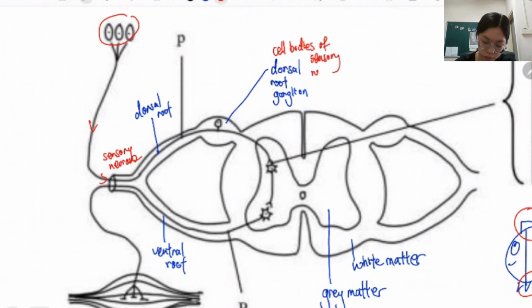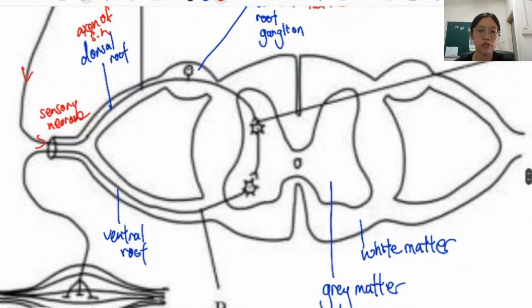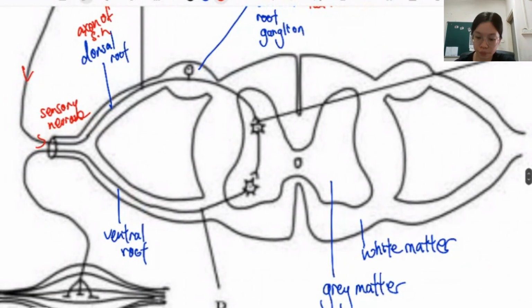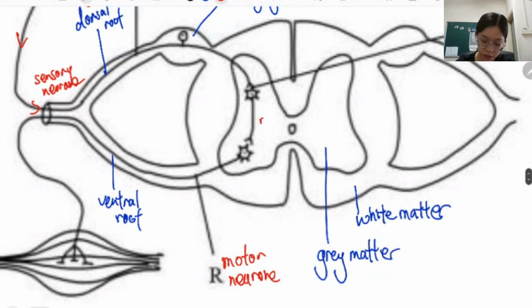Sensory neuron. What about the axon? The axon is actually at the dorsal root of the sensory neuron, SN. And what about the relay neuron and motor neuron? So R is the motor neuron and this one is the relay neuron.